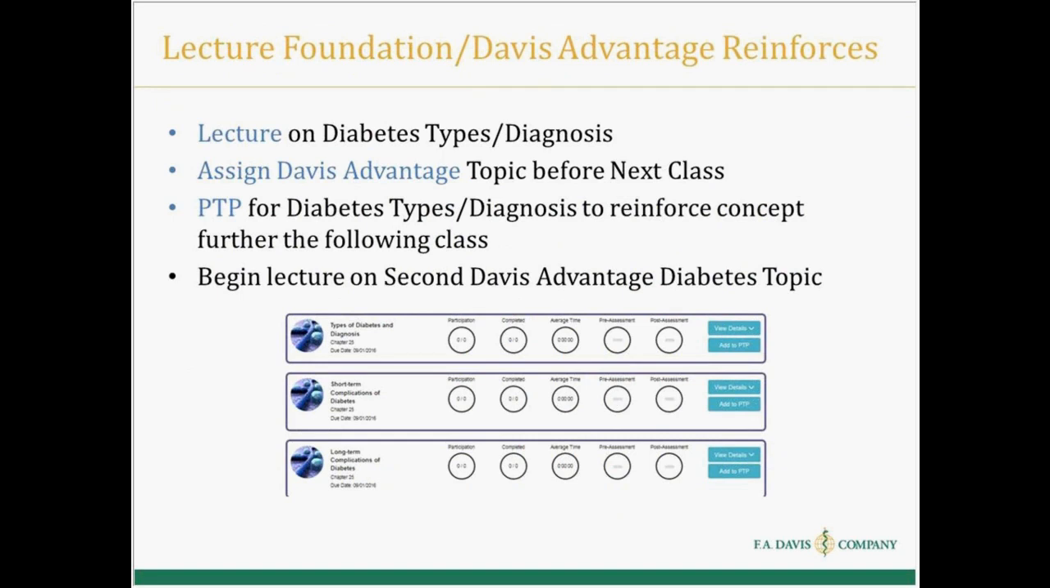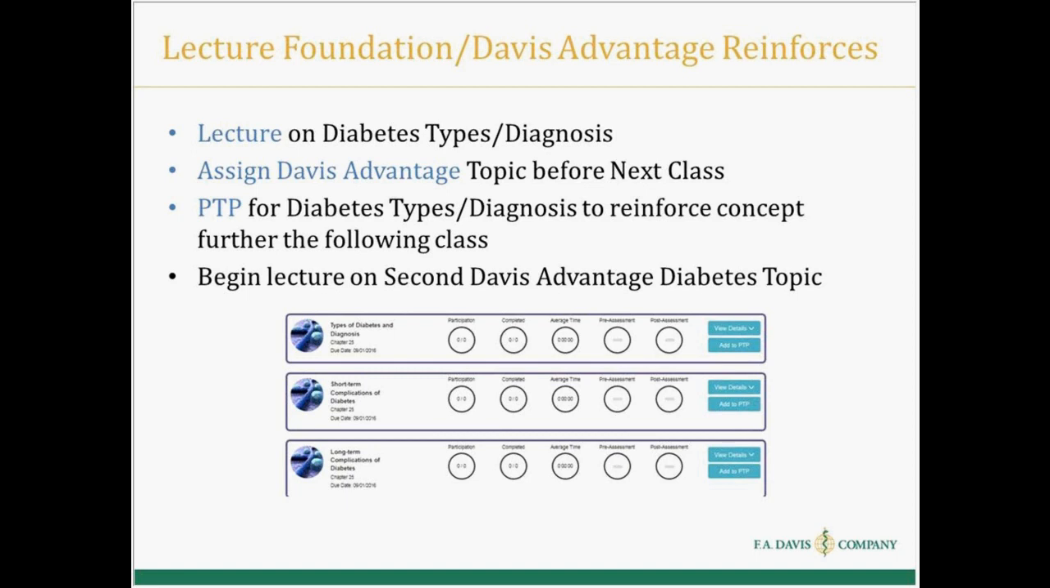So with this first scenario of how I use Davis Advantage, you can see right away there are 3 points of intersection for the students with this topic. There's the lecture I give, the Davis Advantage topic, and then the personalized teaching plan. Again, you have 3 options there. And it's just a great way to have them intersect with this material as a class as a whole and for you to clarify any misunderstandings.